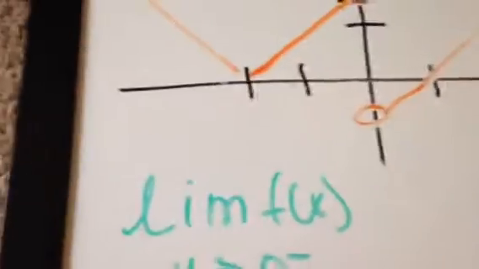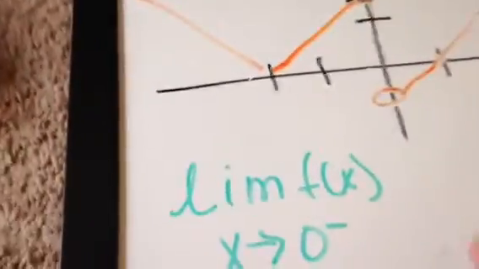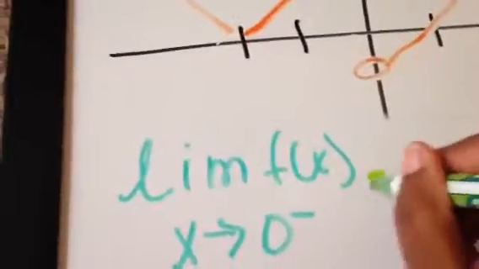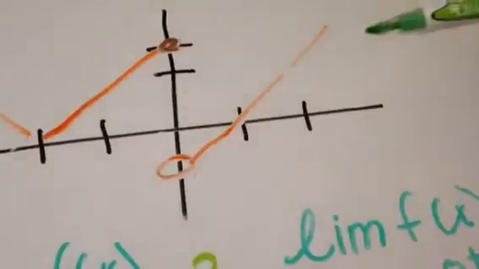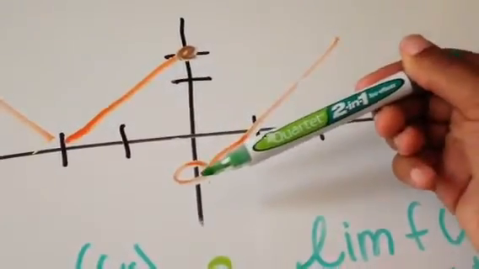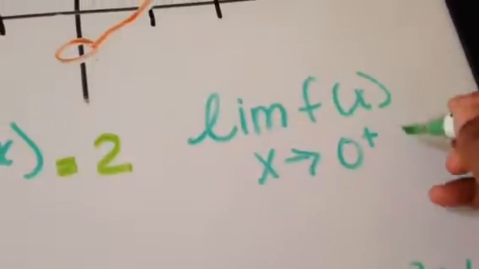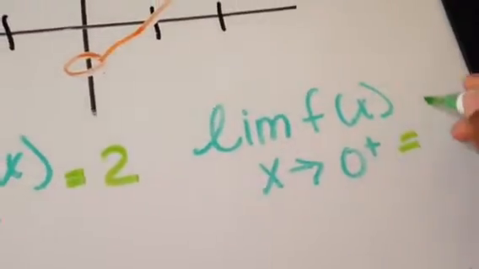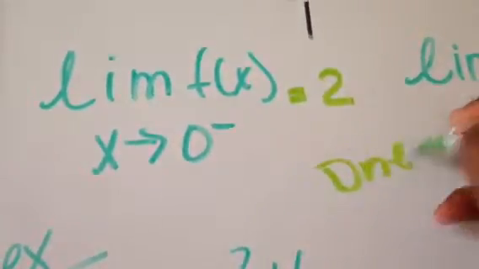So our limit of f of x is negative 2. And as we look at our right, we see that it comes close to 0, but it doesn't touch, but the closest it gets is negative 1. So our limit of f of x as x approaches 0 from the right side is negative 1. So in this case, the limit does not exist.